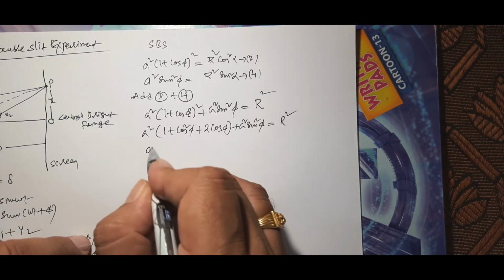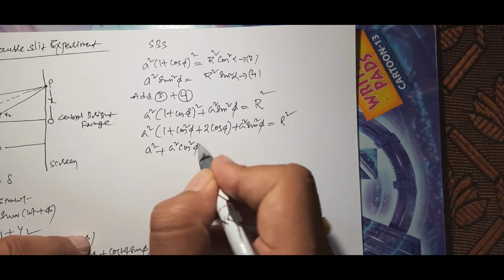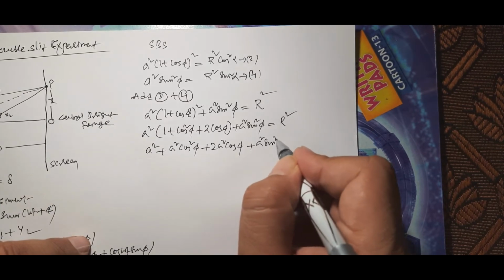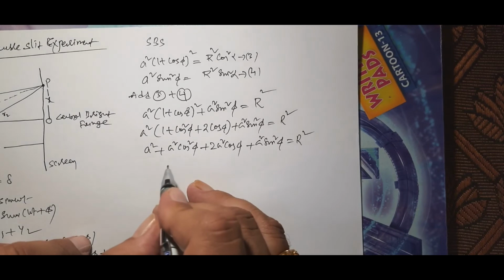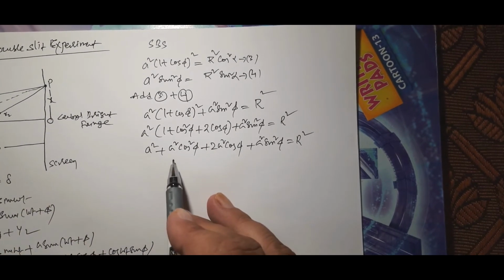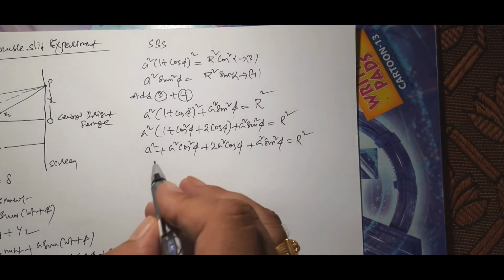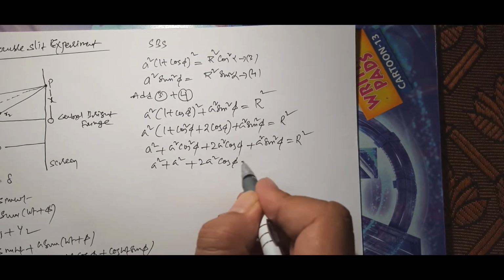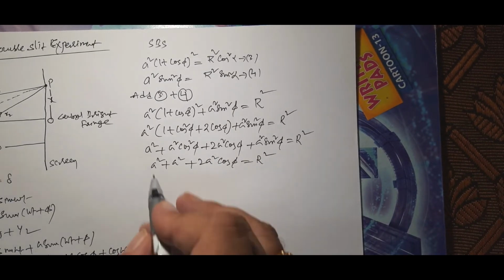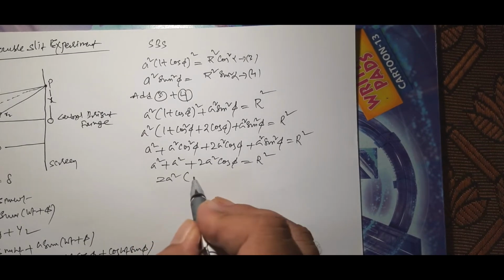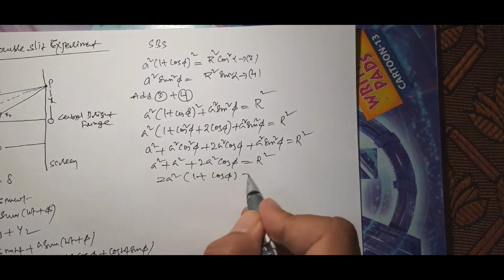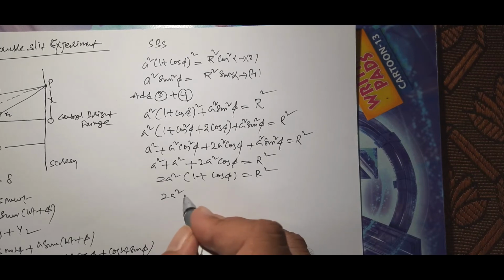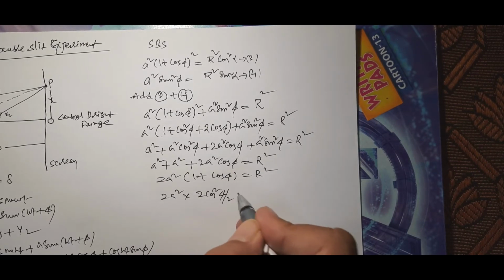Multiplying with a², we get a² + a² cos² φ + 2a² cos φ + a² sin² φ = R². Here a² cos² φ + a² sin² φ equals a². So a² + a² + 2a² cos φ = R². So this is 2a² (1 + cos φ) = R², and 1 + cos φ means 2 cos²(φ/2).